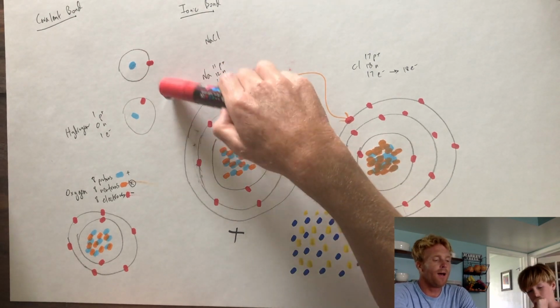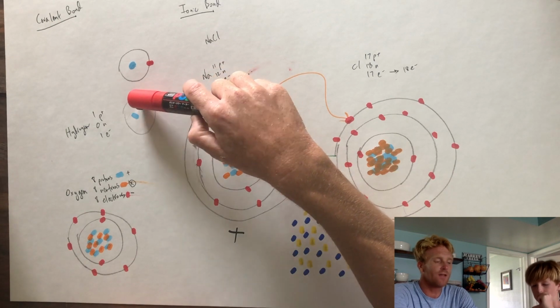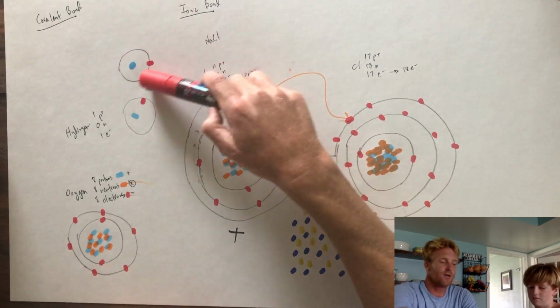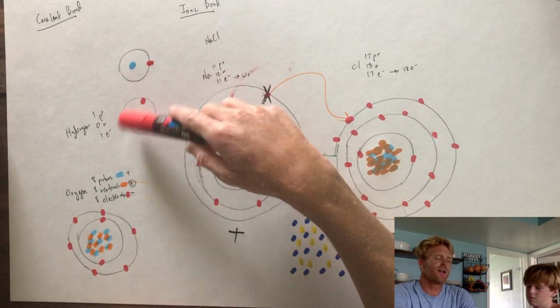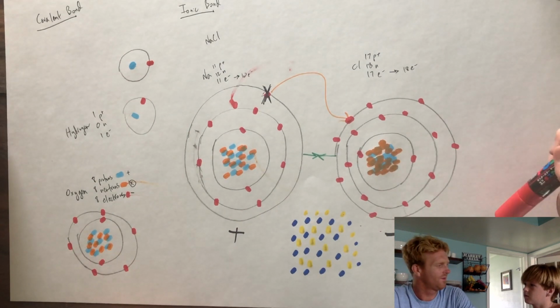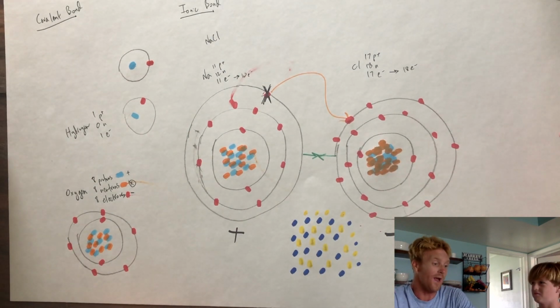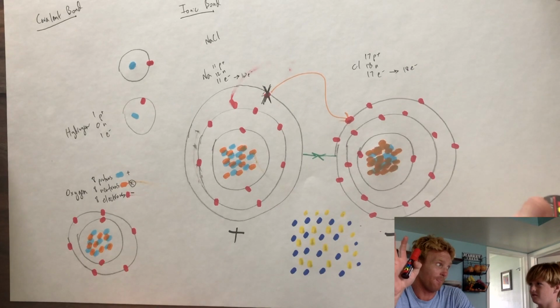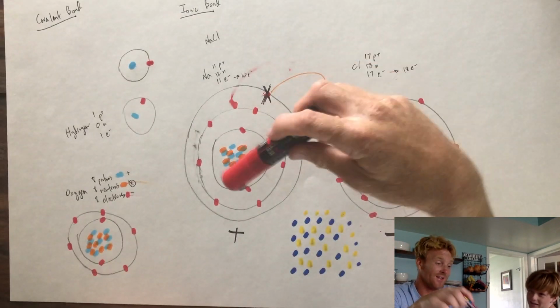I got an idea. What if this guy just gave an electron to that guy so this hydrogen atom could be happy, and that hydrogen atom, he'll just figure something out? Do you think that would happen? No way, right? Atoms don't work like that. So an ionic bond is not going to work.